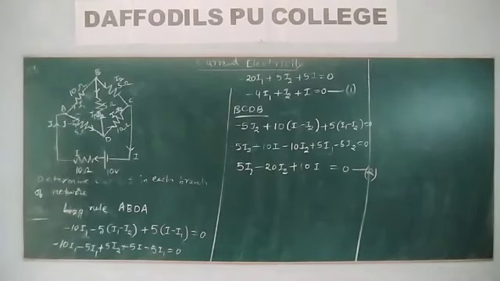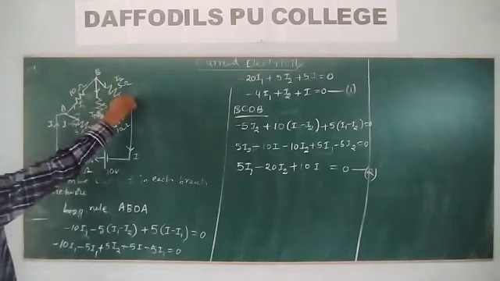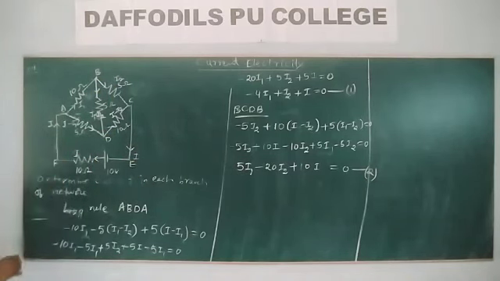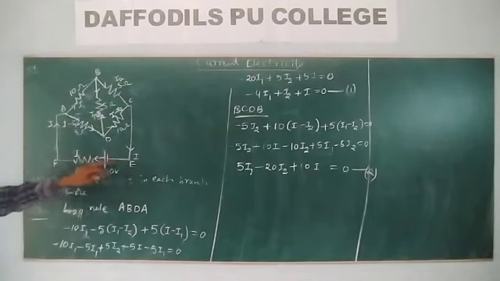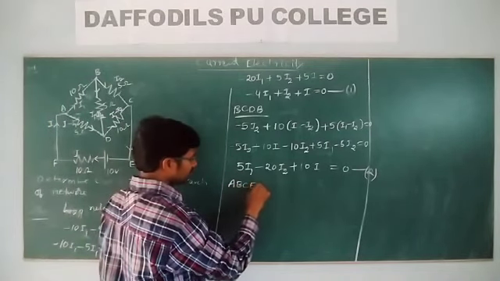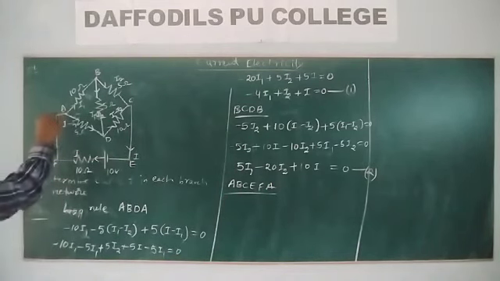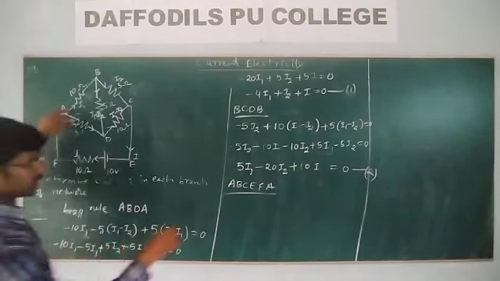Now apply this loop rule to the network A, B, C, E, F, A. Let us take it like this. It is a closed network, whatever it may be. That's not important.